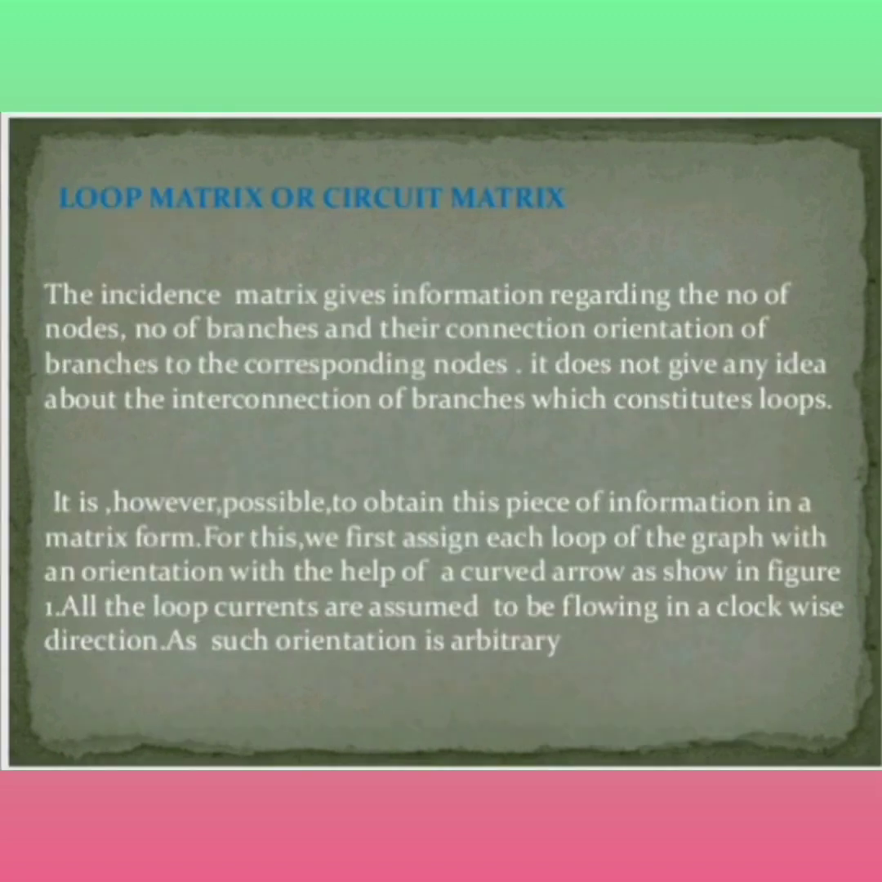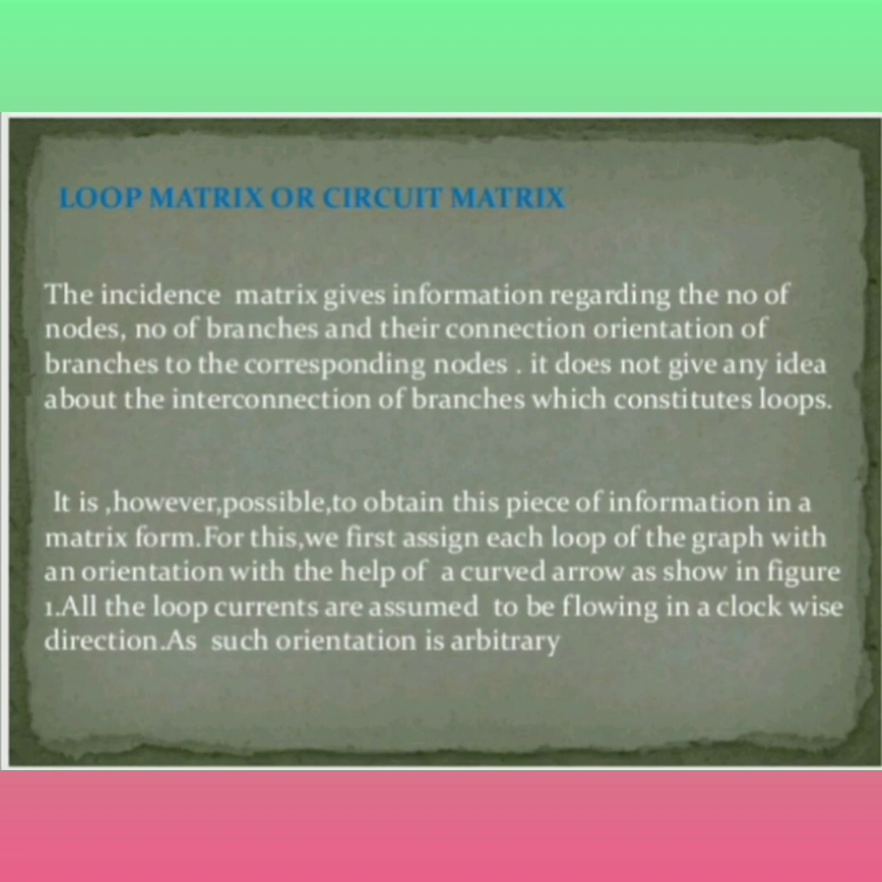Loop matrix or circuit matrix. The incidence matrix gives information regarding the number of nodes, number of branches, and the connection orientation of branches to the corresponding nodes. It does not give any idea about the interconnection of branches which constitutes a loop. It is, however, possible to obtain this piece of information in matrix form.